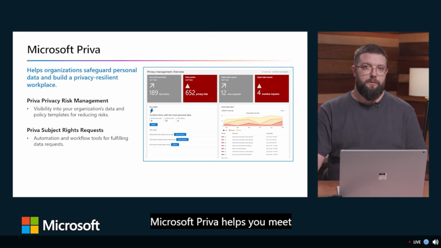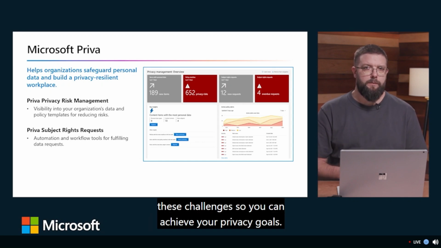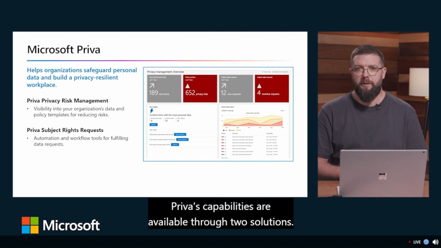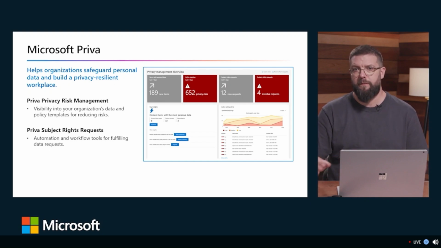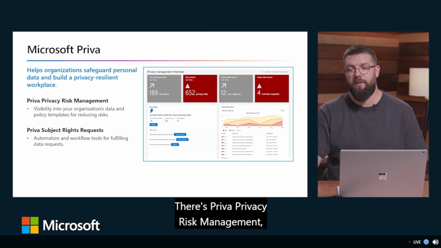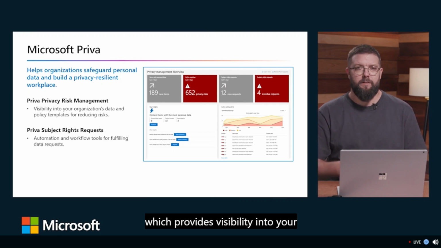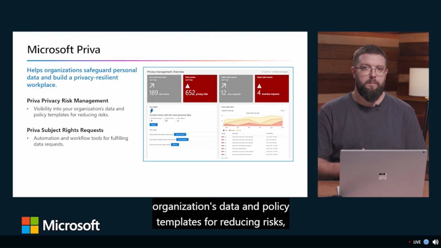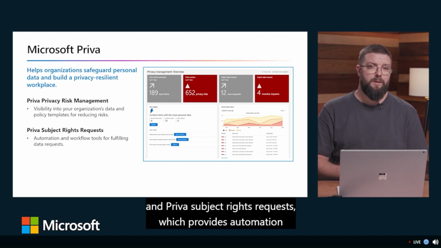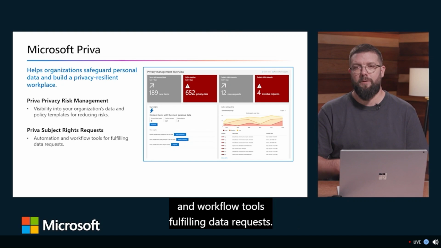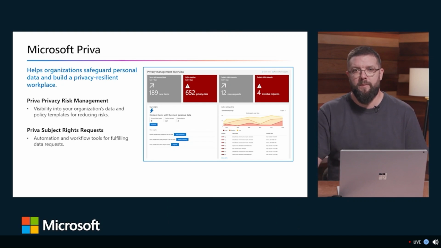Microsoft Priva helps you meet these challenges so you can achieve your privacy goals. Priva's capabilities are available through two solutions. There's Priva Privacy Risk Management, which provides visibility into your organization's data and policy templates for reducing risks, and Priva Subject Rights Requests, which provides automation and workflow tools for fulfilling data requests.